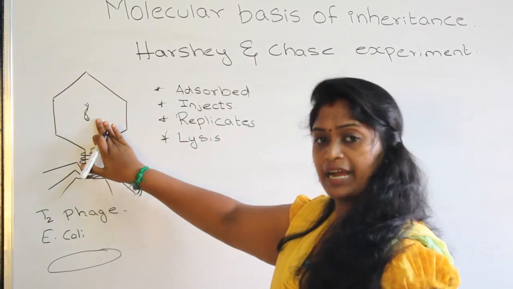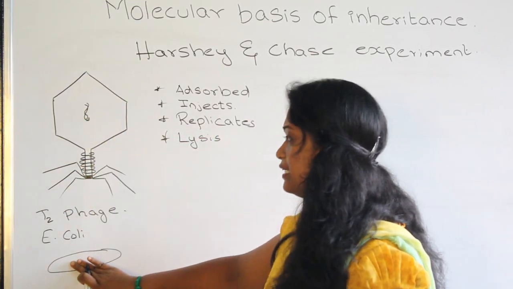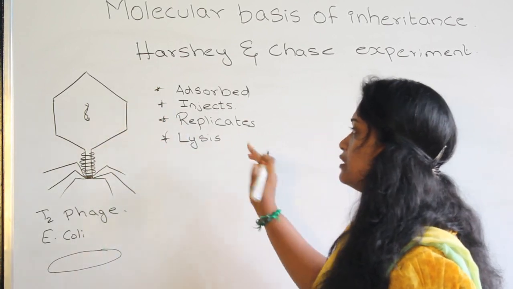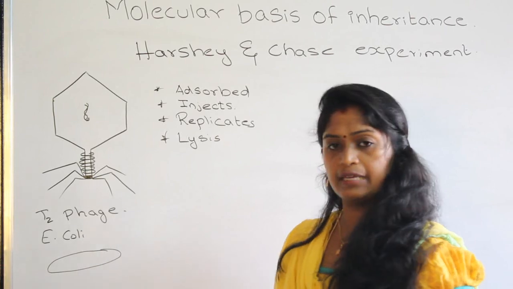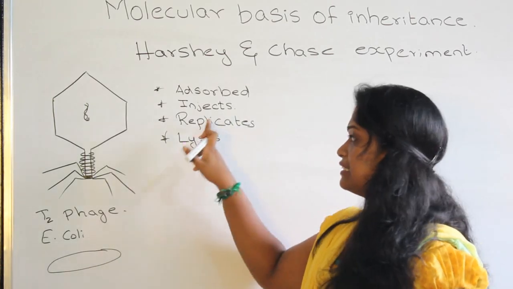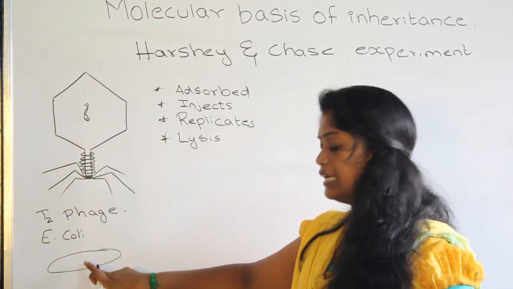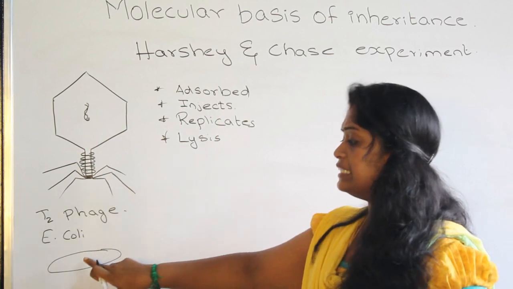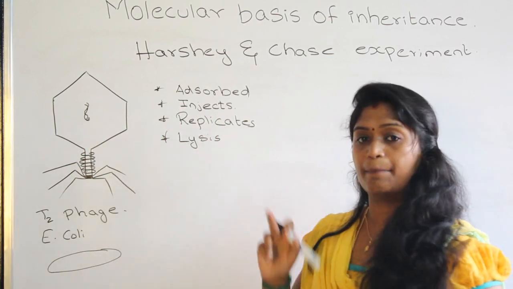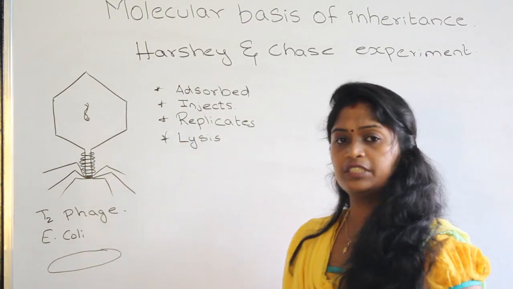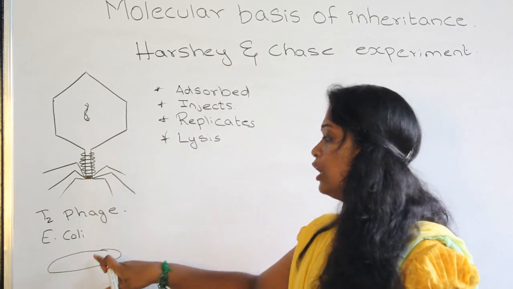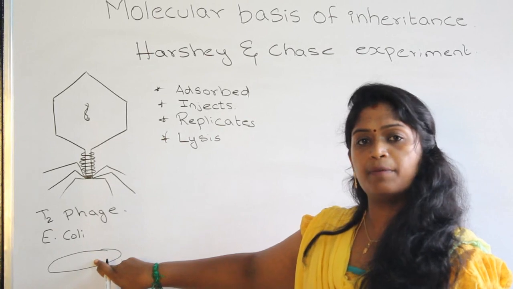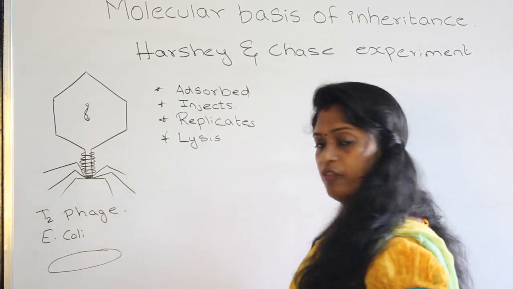Now this bacteriophage infects the bacterium by these four processes. First, it gets absorbed on the bacterium. Next, it injects the DNA inside the bacterium. The injected DNA undergoes replication. In the fourth step, the bacterium undergoes lysis, that is, it breaks open to release the multiplied T2 bacteriophage.